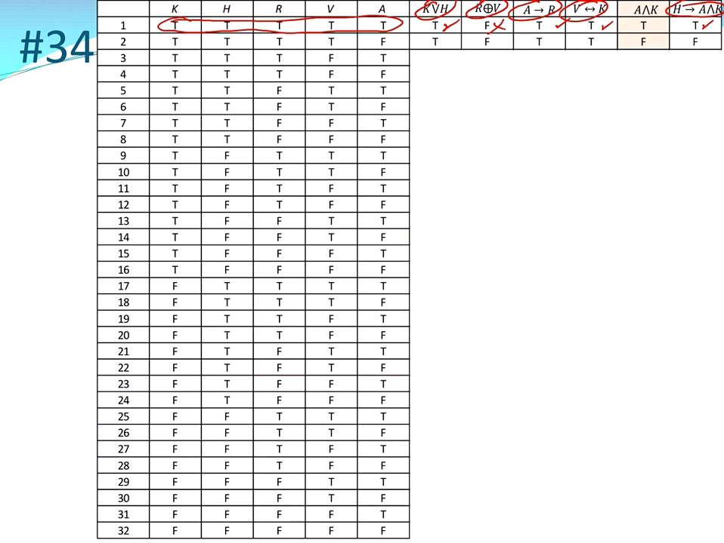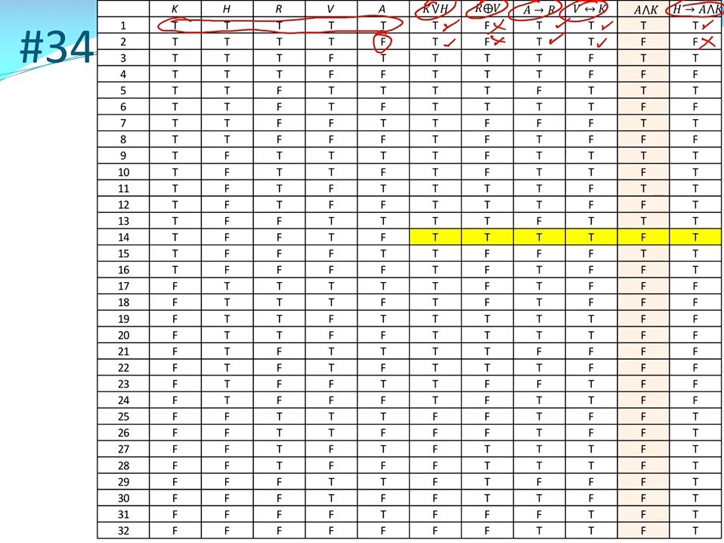Well, if I move down one and I turn A to false, I still have K or H. I still don't have R XOR V. A implies R is true. V if and only if K is true, but since A and K are now false, I have a true implying a false in my implication, so that's also not true. So we still have not found a row where our specifications are all true. I'll just go ahead and fill it out.